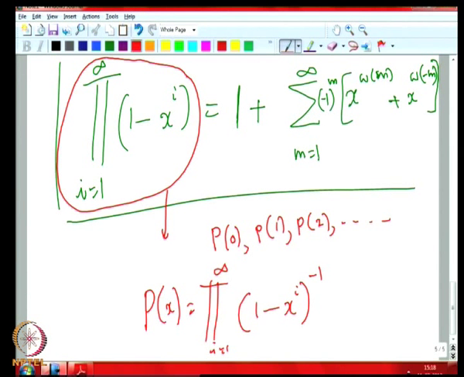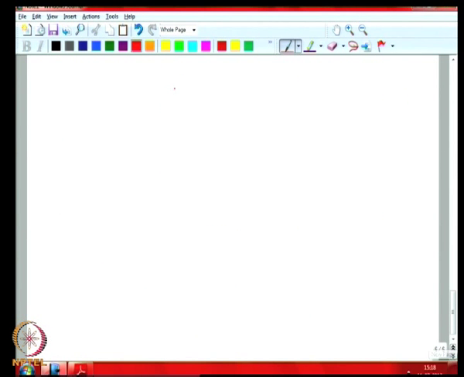Now, if I take 1 by p of x, then what will you get? We will get this one, right. So, this is actually the inverse of p of x, 1 by p of x is this thing. But we know that 1 by p of x into p of x has to be equal to 1. So, there will not be any powers of x on the right hand side when you multiply, only 1 will be there.